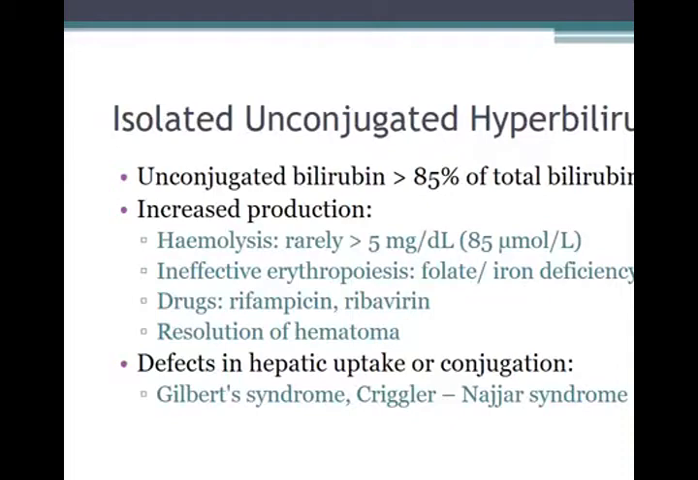Defect in hepatic uptake or conjugation is usually seen in adolescents. This is Gilbert syndrome and Crigler-Najjar syndrome, type 1 and type 2.